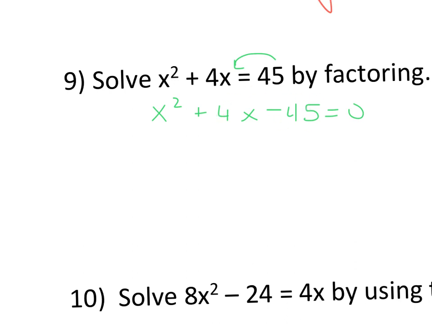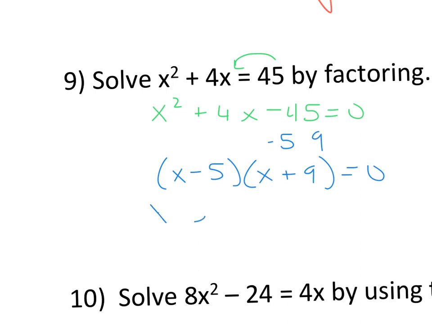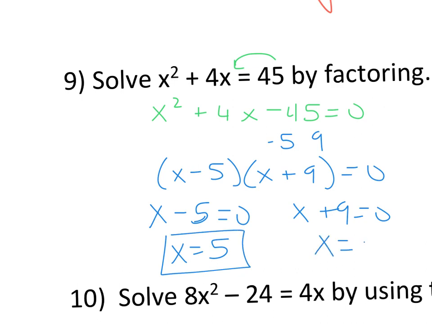Okay, so 5 and 9, and then I'm going to make that 5 negative so that when I add them, I get that positive 4. So I've got x minus 5 and x plus 9 equals 0. So now again, take each factor, set it equal to 0, and solve. So I end up with x equals 5 and x equals negative 9. Okay.